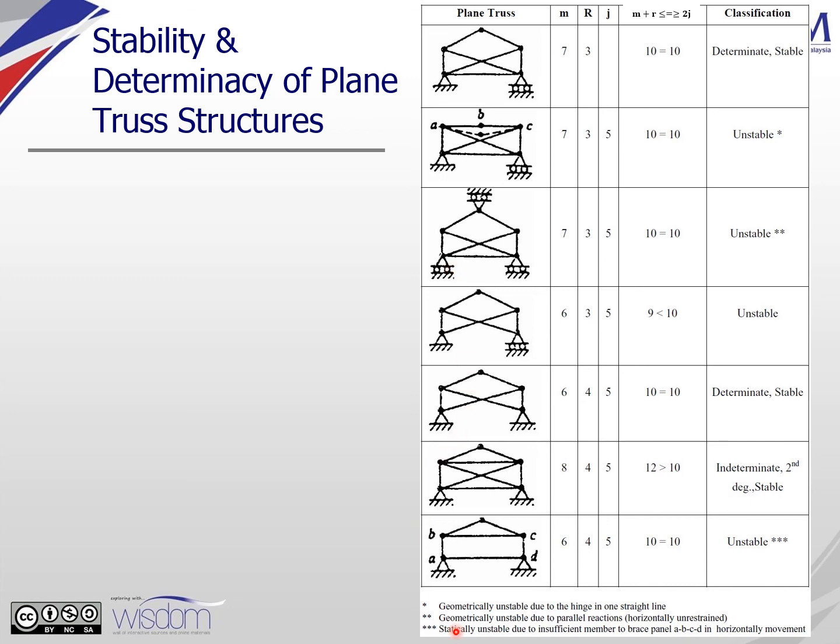There are other examples you can go through. You can check them one by one and practice how to calculate using these equations. This is the last structure, which also has 10 equal to 10. However, it is statically unstable due to insufficient members to brace panel A, B, C, D. You can see there is nothing inside here; there is no member here. So it is statically unstable to sustain horizontal movement. When you apply a horizontal load at A, B or C, D, this structure will become unstable.